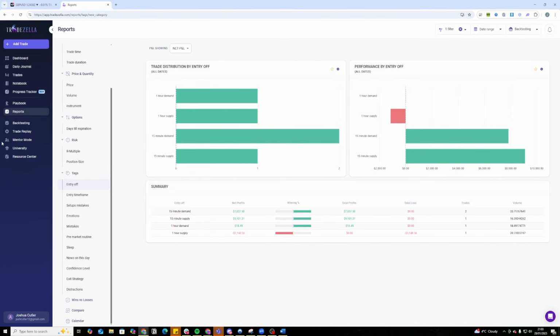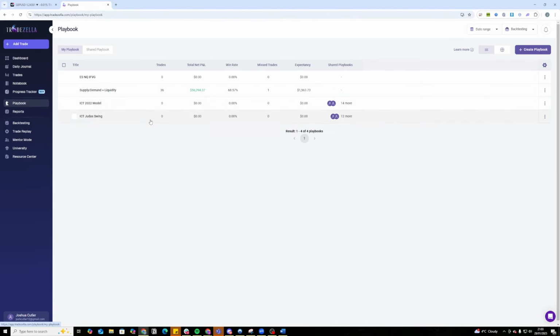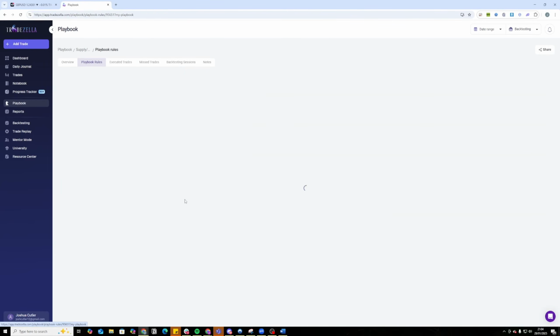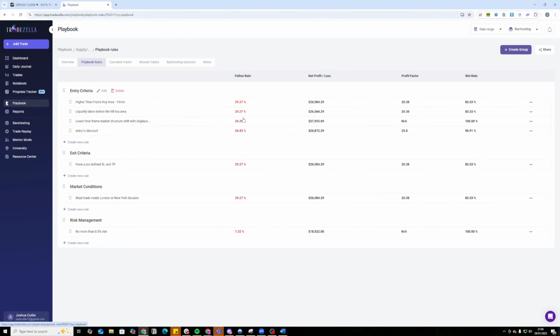Tagging and playbooks are crucial for backtesting, right? Playbooks we didn't really use that much, but if I come into the playbooks, now, obviously, we forgot to tick them off whilst we were going through, but you want to make sure you're going through and ticking them off, so then you know whether the strategy is the problem or it's you sort of being an idiot, if you know what I mean, right?